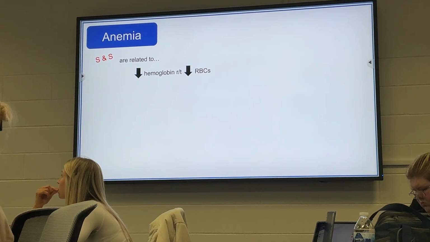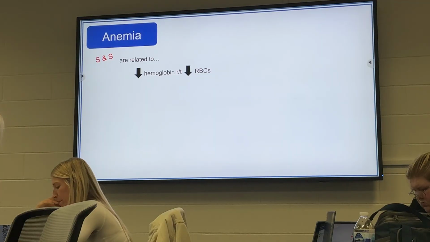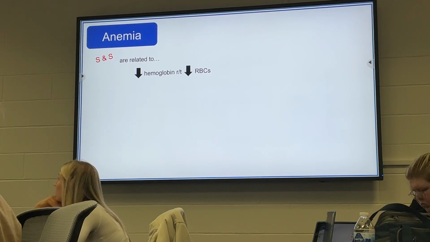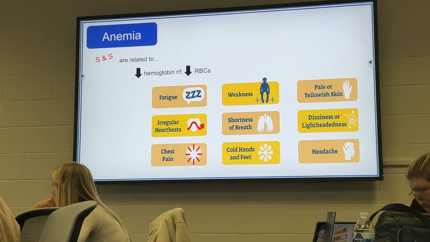So the issue is the low red blood cells equates to low hemoglobin. That's the amount of oxygen your red blood cells are carrying with you, and that's going to be causing the problems for your patients. The issues that go with you having low hemoglobin, there's lots of symptoms that go with that. They're pretty straightforward.